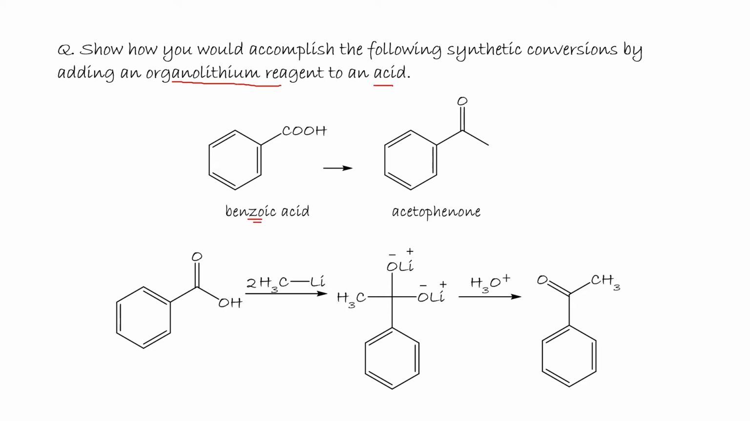Benzoic acid to acetophenone. If we take benzoic acid, it reacts with two equivalents of methyl lithium. The first one will form the salt. The second methyl lithium will add to form the dianion. We follow that by hydrolysis followed by dehydration to provide acetophenone.